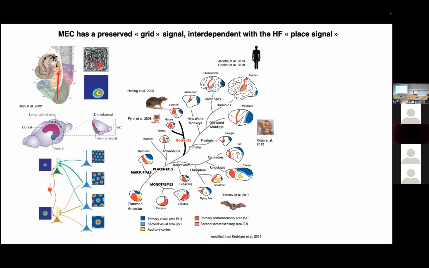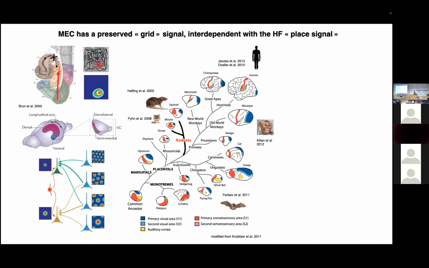And similarly, the grid cells are highly conserved in evolution. We can go back to this kind of cladogram here, and we can see that it has been found in different species, including bats. So it started in rodents, then monkeys, where it has been found in a slightly different fashion. In humans, it has been found in epileptic patients with invasive electrodes.